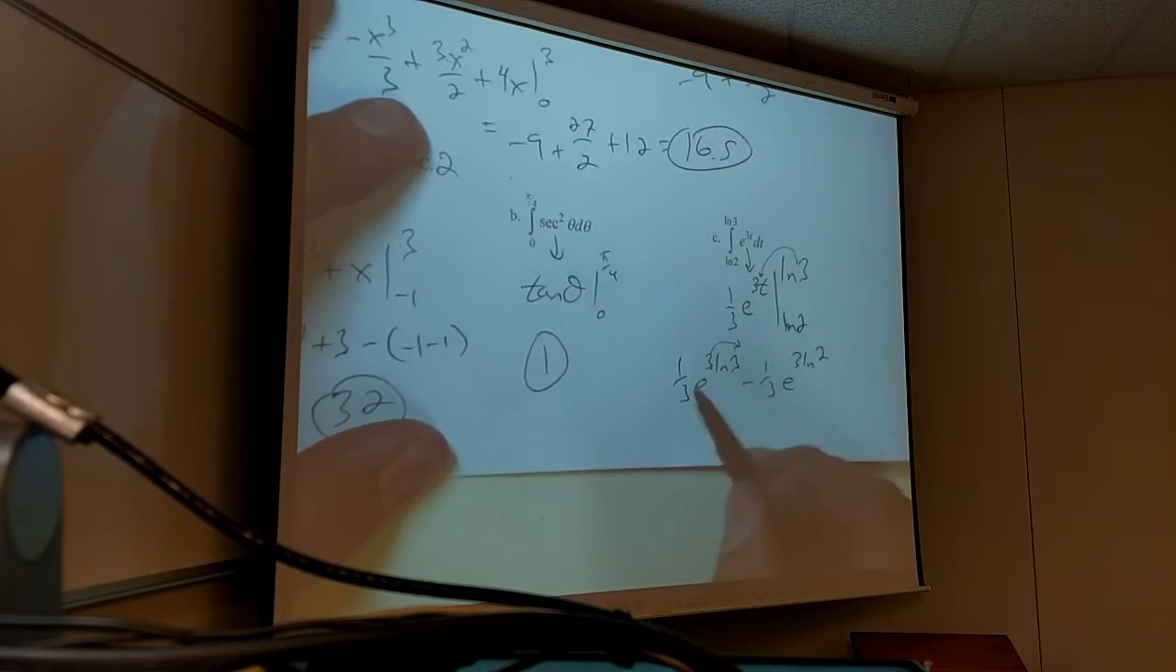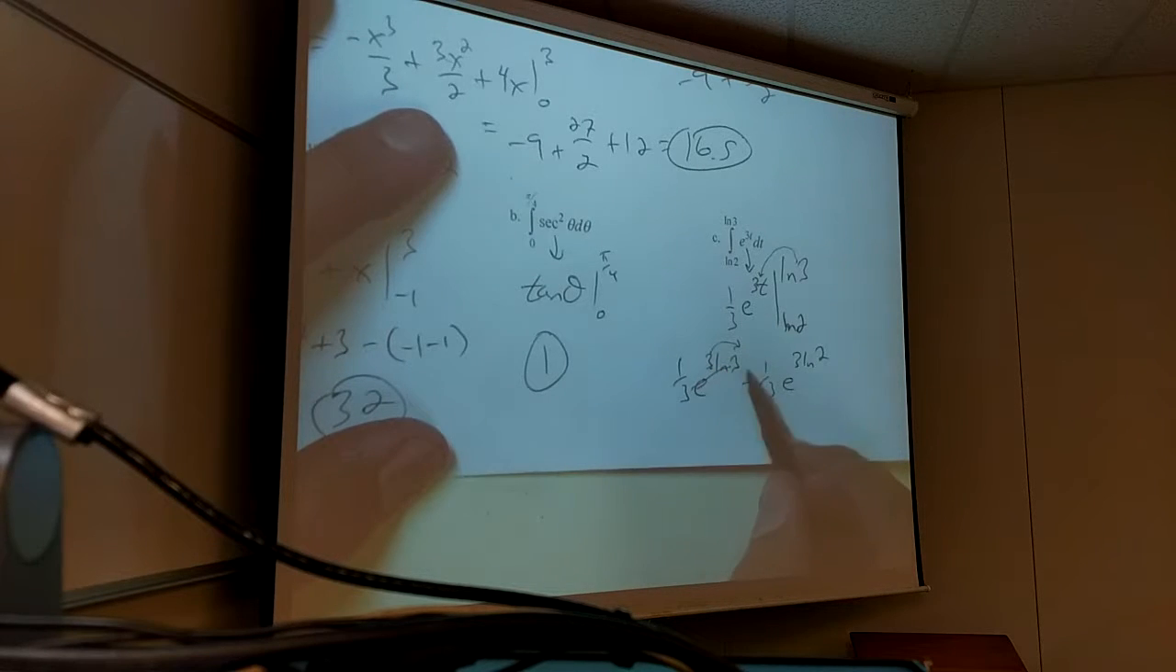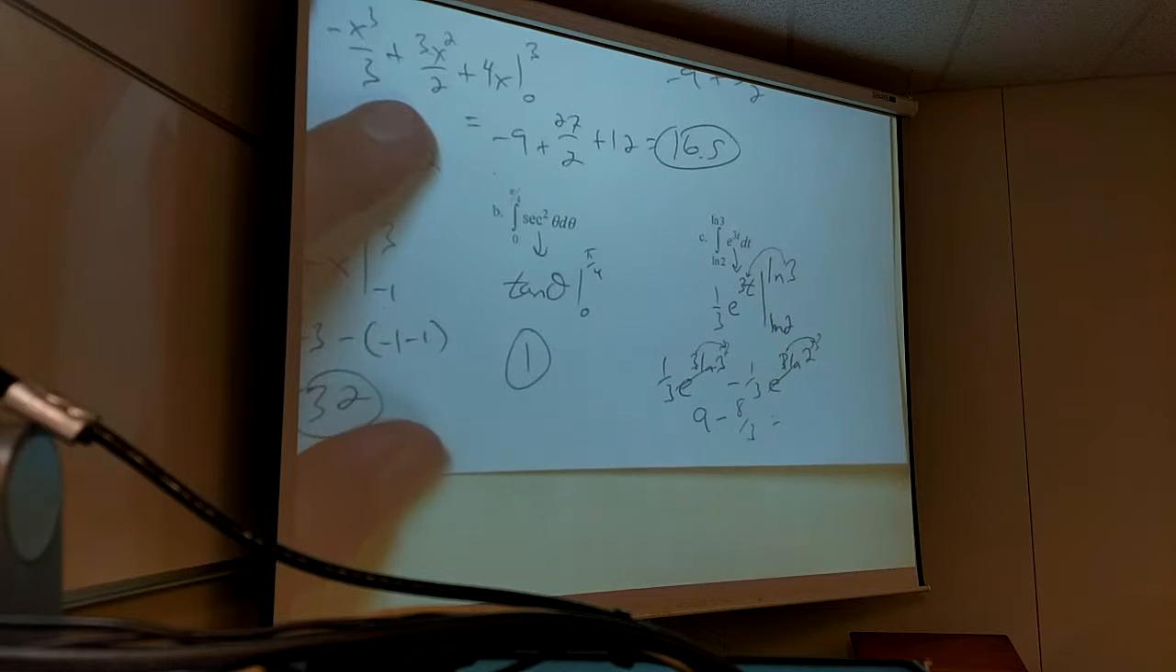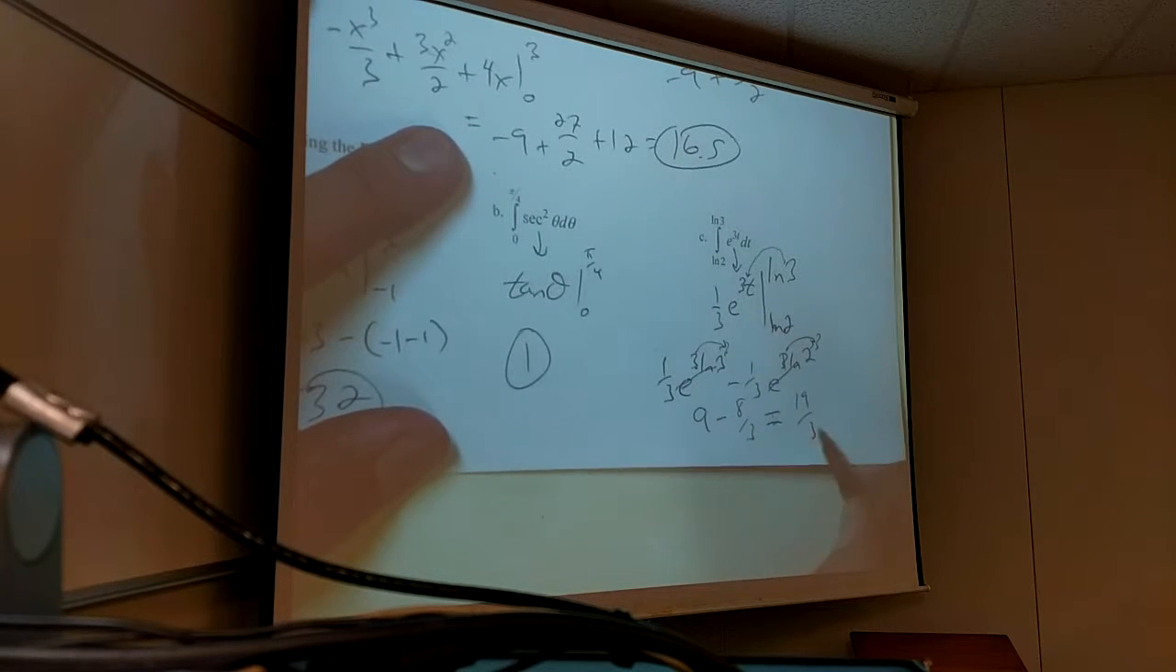You bring it back up. The e and natural log cancel. You get 1/3 of 27. Right, that goes back up here. 3 cubed is 27, divided by 3 is 9. Minus, bring it back up. The e and natural log cancel. 2 cubed is 8. Minus 8/3. Equals 19/3.